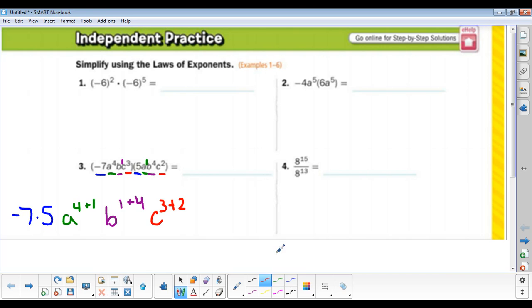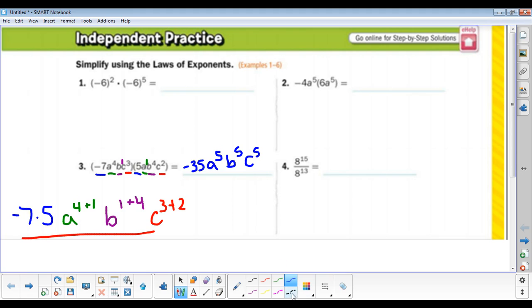And then all we do from here is simplify this. So -7 times 5 is -35. For a, we have 4 plus 1, which is 5. For b, we have 1 plus 4, which is also 5. And for c, and I swear this is just a coincidence, 3 plus 2 is 5.